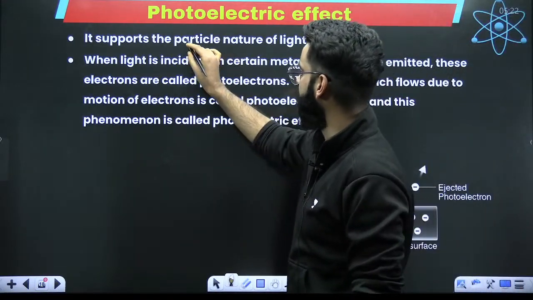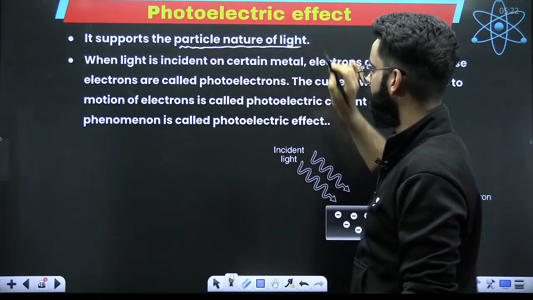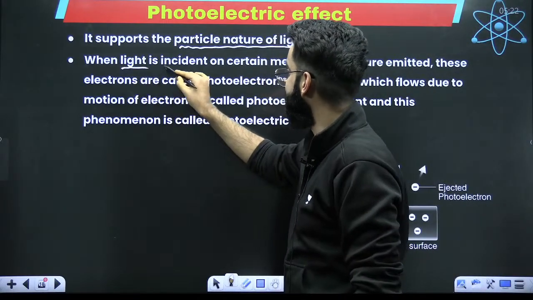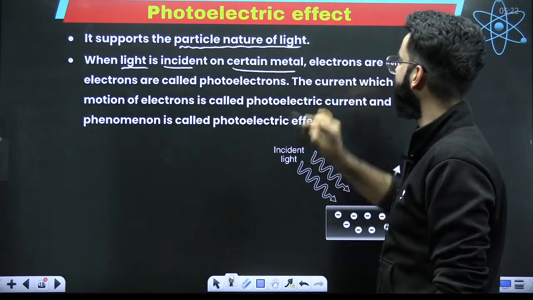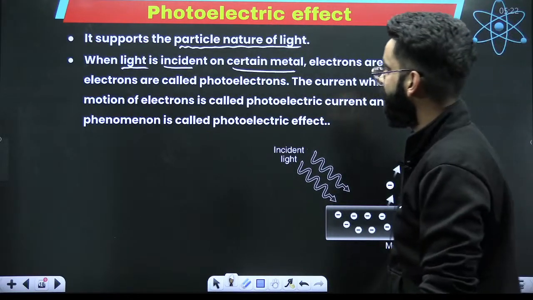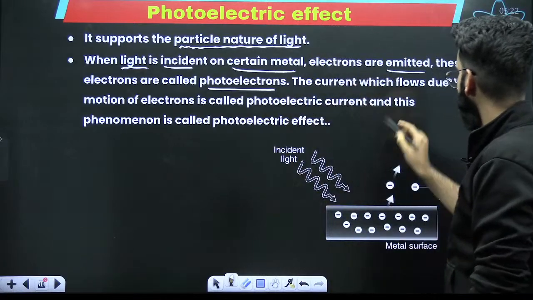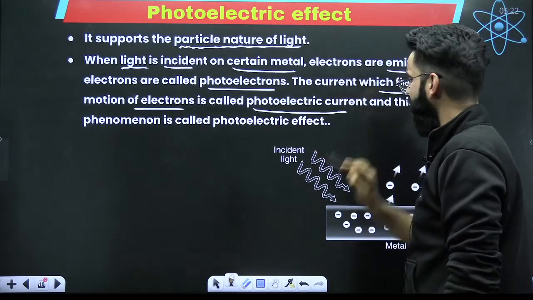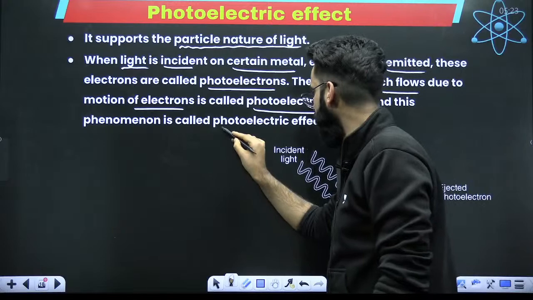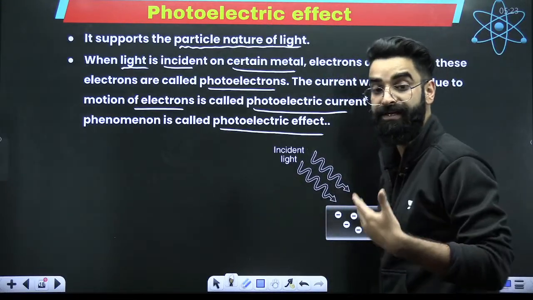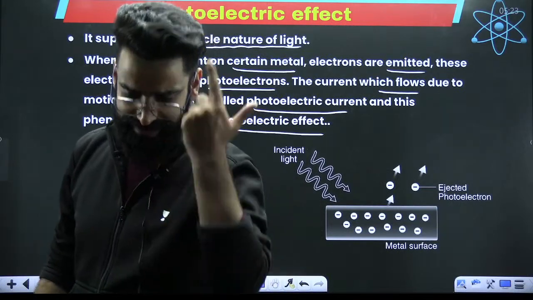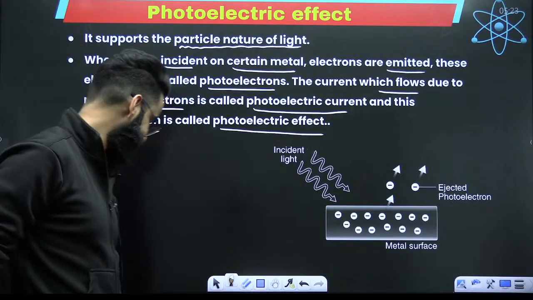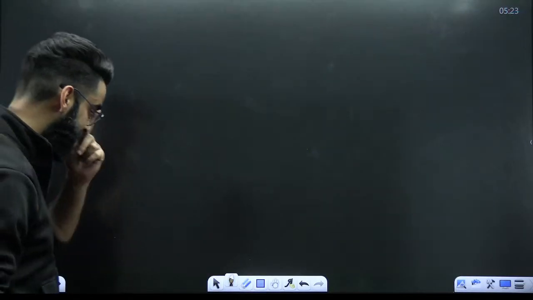My dear students, this photoelectric effect supports the particle nature of light. Point number one. Number two: when light is incident on a certain matter, electrons are emitted. These electrons are what we call photoelectrons. The current which flows due to the motion of these photoelectrons is called photoelectric current, or photocurrent, and this phenomenon is what you call the photoelectric effect, right? Now let's go a bit more into the details of it. Try to understand, my dear students, what exactly I'm going to say.